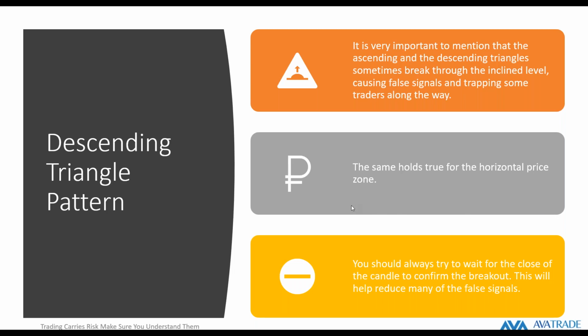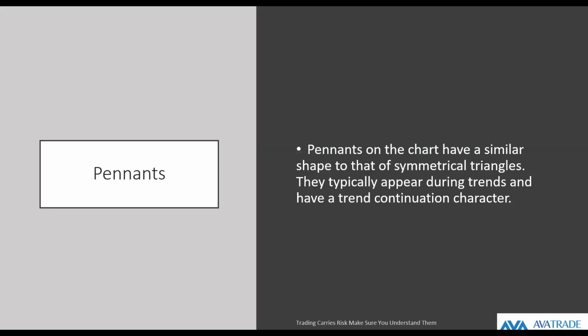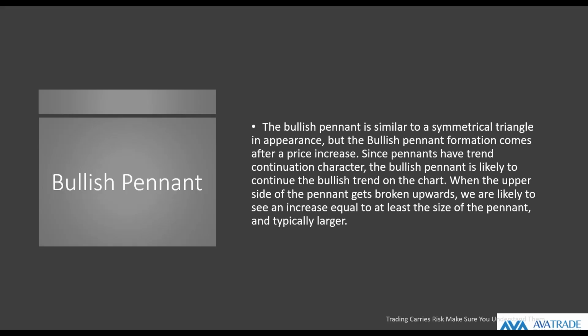And we're going to get to that as we get down, after we get down to these, we're going to learn how to trade these. Pennants on the chart have similar shapes to that of a symmetrical triangle. They typically appear during trends and have a trend continuation character. That means they'll appear during a trend, and if the trend is up, they will have a character to continue in that direction. I don't care. You shouldn't care, because we're not going to blindly trade the character. We're going to see this pattern appear, and we're going to prepare to trade the breakout.